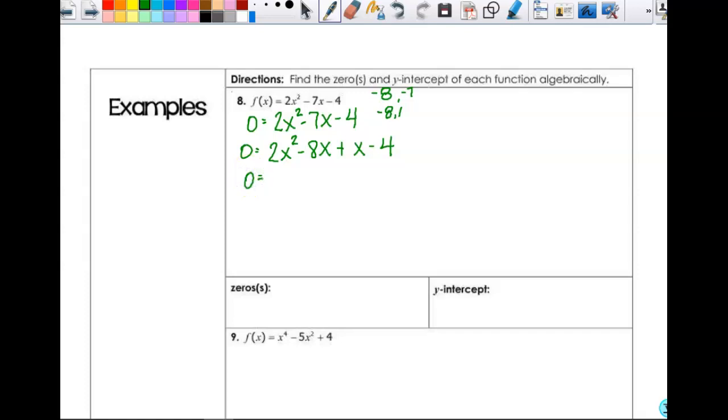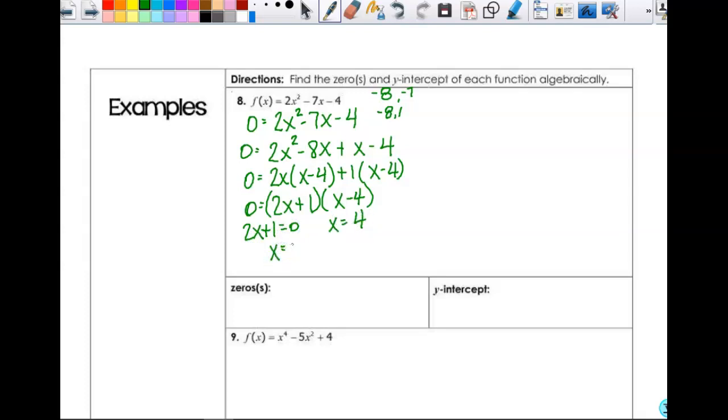So 0 equals, I can factor out a 2x here. That leaves me with x minus 4. Out of these 2, factor out a 1. That leaves me with x minus 4. So I get 0 equals 2x plus 1 times x minus 4. Okay, so then here's my zero product property. So 2x plus 1 equals 0, x minus 4 equals 0. So I get x equals -1/2 and x equals 4. So there are my 2 x's. So my zeros then are -1/2 and 4.